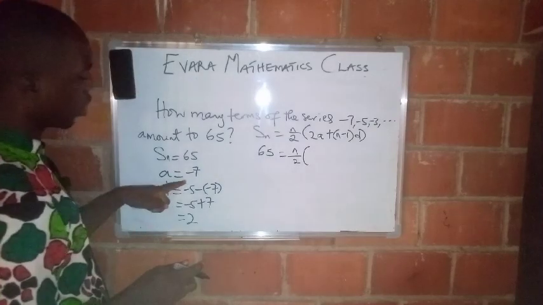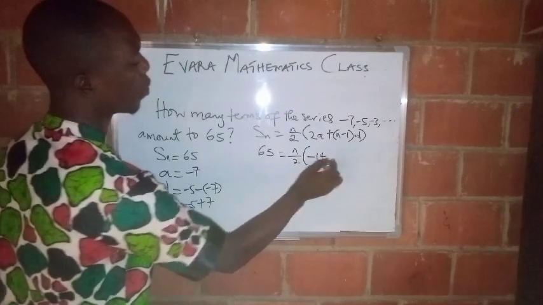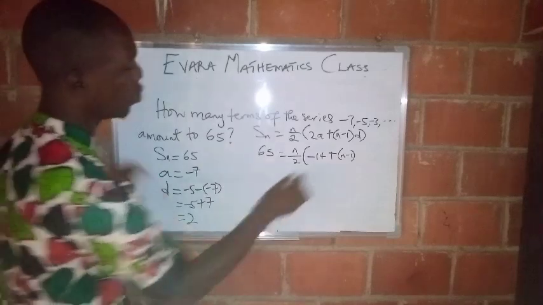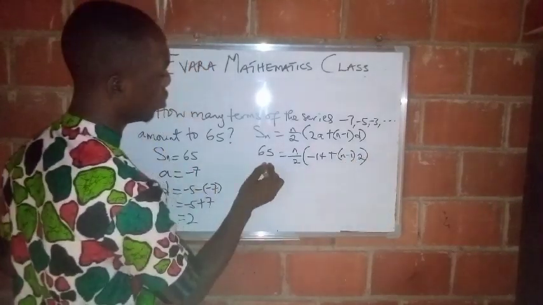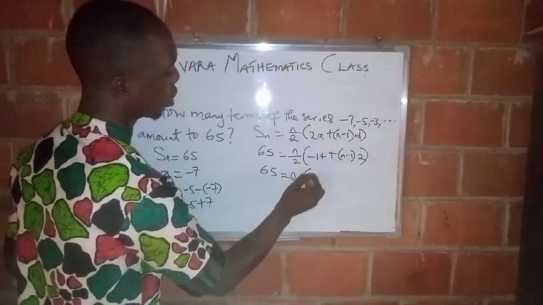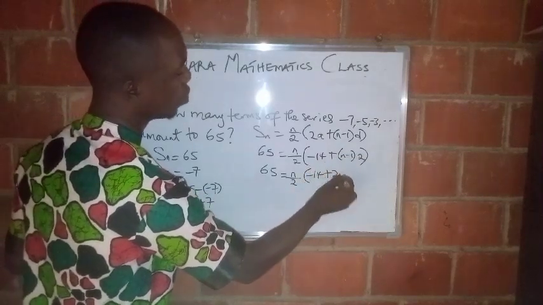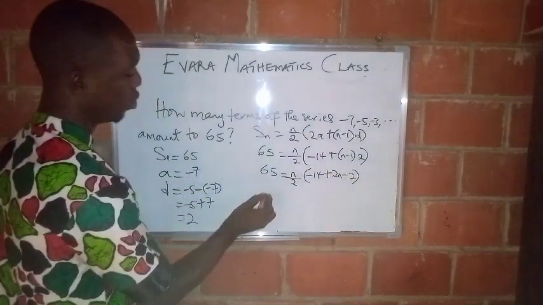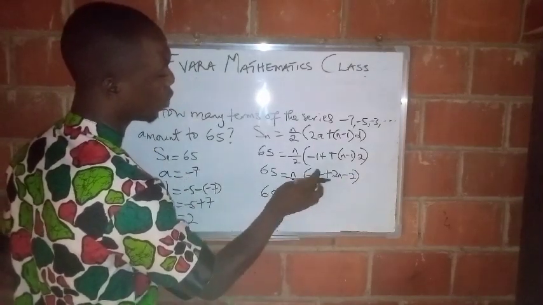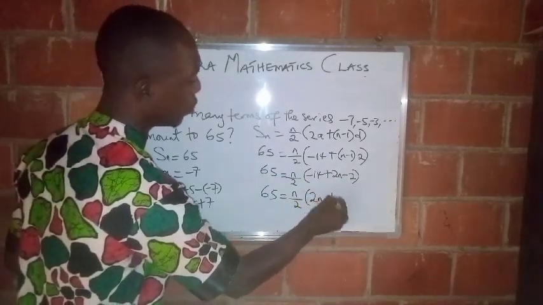Now a is -7. So 2 multiplied by -7 is -14 plus n minus 1. d is what? 2, multiplied by 2. So 65 equals n over 2 in bracket -14. Open this bracket, now we have 2n minus 2. So 65 equals n over 2 into -14 minus 2, that's -16. So we have 2n minus 16.